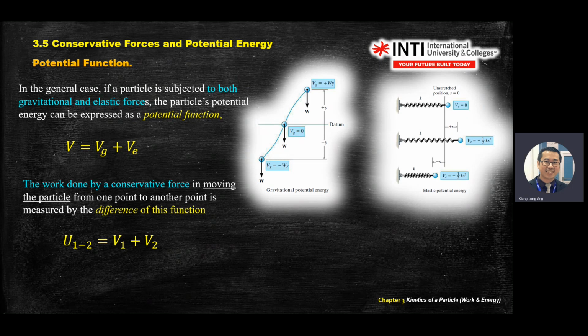So work done by a conservative force in moving a particle from one point to another is measured by the difference of this function. U is what? Work. What is V? Potential energy. What is meant by the principle of work and energy? In this case, if it's conservative, all the work will equal all the potential energy.